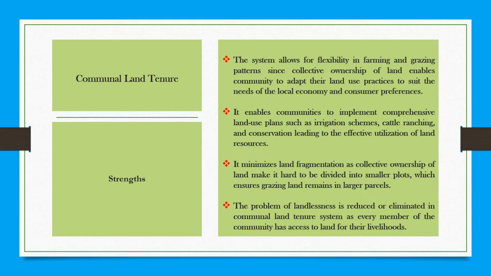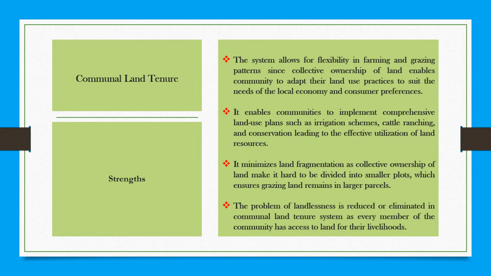Experts and individuals that are familiar with communal tenure system argue that the system allows for flexibility in farming and grazing patterns, since collective ownership of land enables community to adapt their land use practices to suit the needs of the local economy and consumer preferences. So that element of flexibility becomes important, so that if from time to time members agree that they need to utilize a given piece of land for, say, conserving forest, then as long as an agreement is reached and all members agree to it, then that is the direction that the users will take.